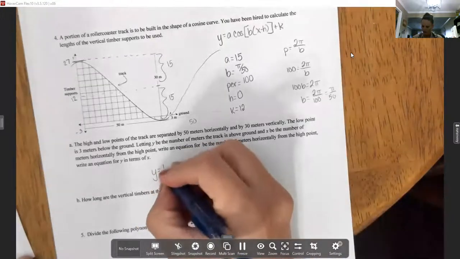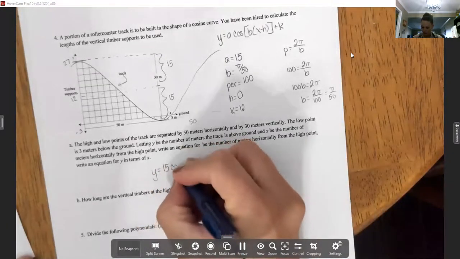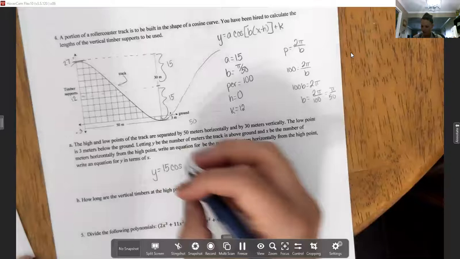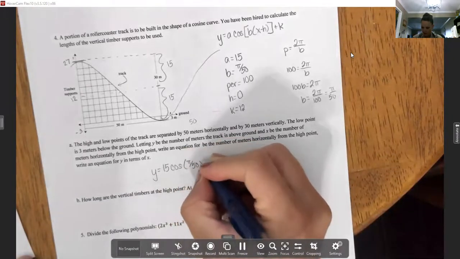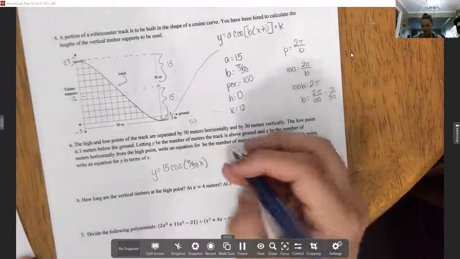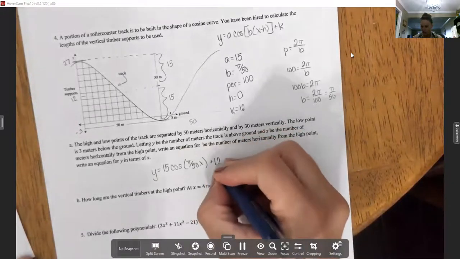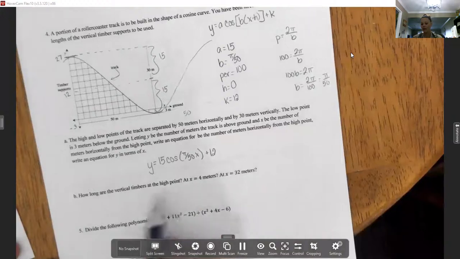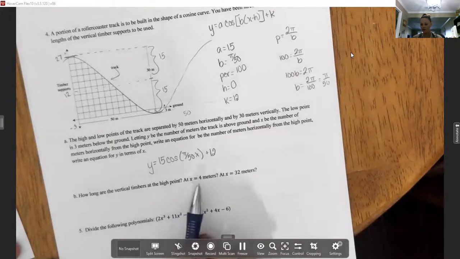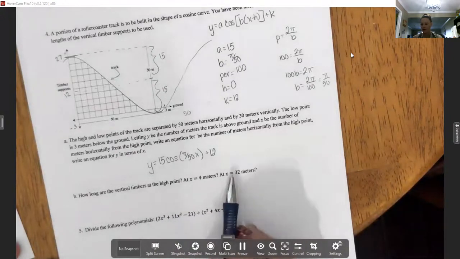So that will let you then write your equation. Y equals 15 cosine of pi over 50 times x. There's no h. And then plus 12 on the outside. And then we want to know how long the vertical timbers are. So those supports at x equals 4 and x equals 32. You just plug it in.